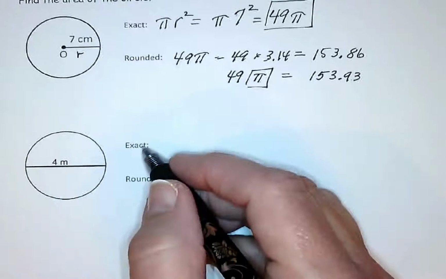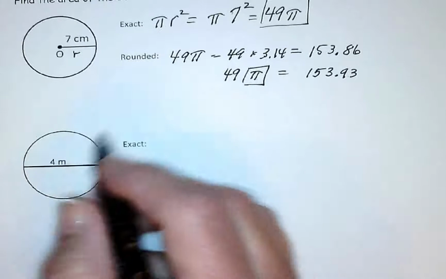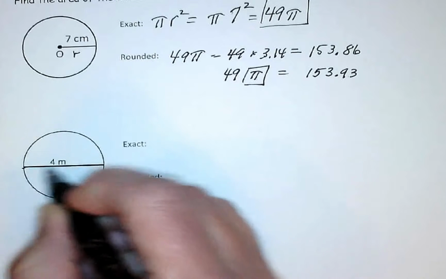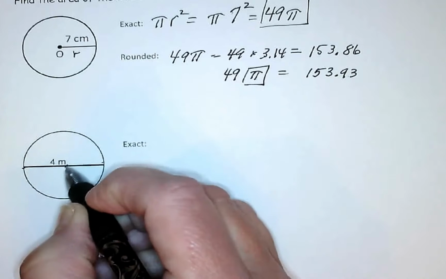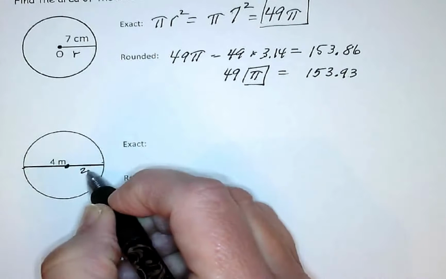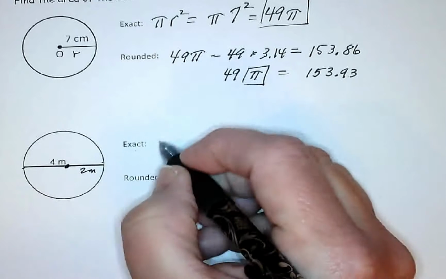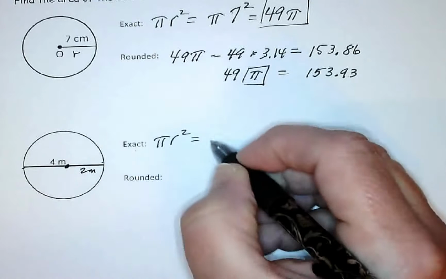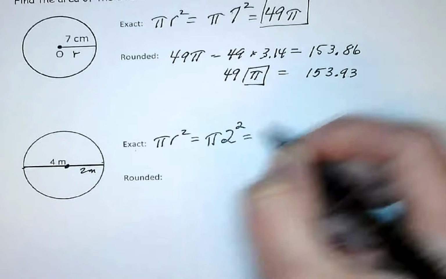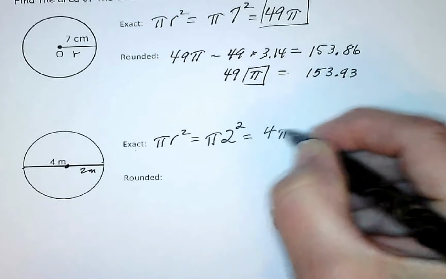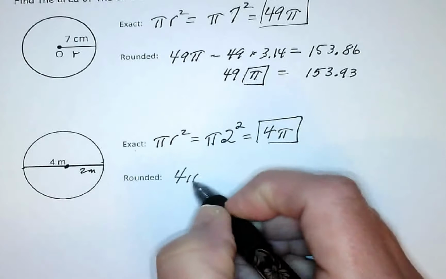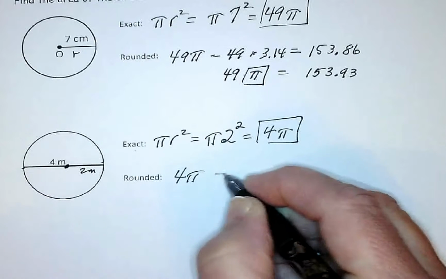This one, the last circle down here, so we want to find the area. Area requires us to use the radius. So this one's showing all the way across the circle, which is the diameter. So the radius is going to be half of that, so that's going to be 2 meters. The formula is pi r squared. Pi, and r is 2 squared. 2 squared is 4 pi. There's my exact.